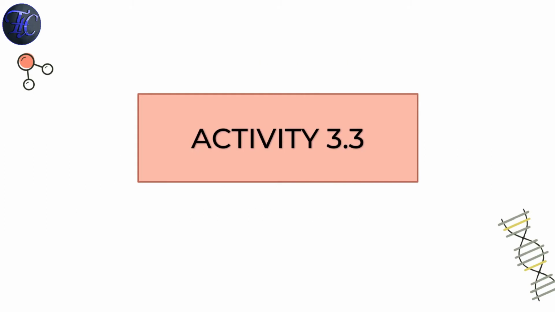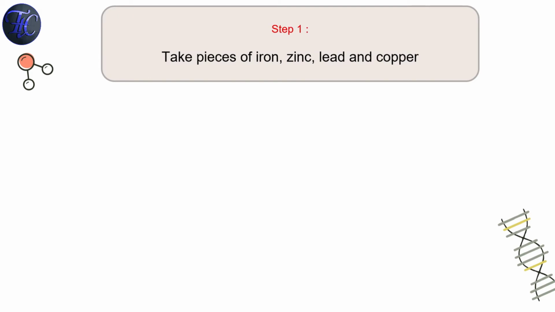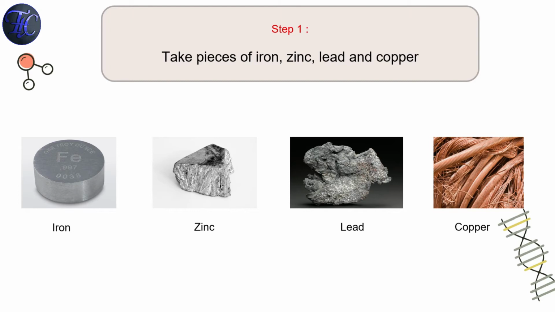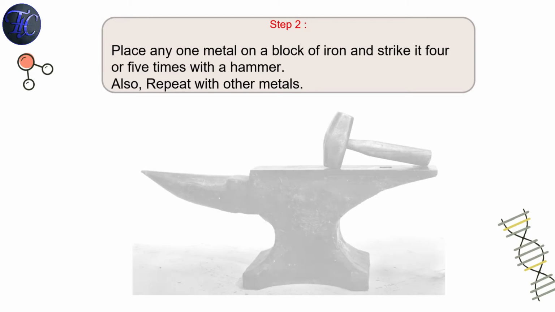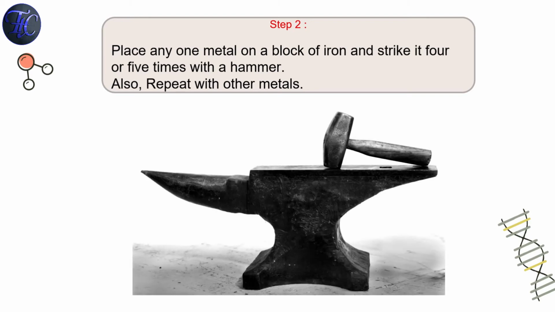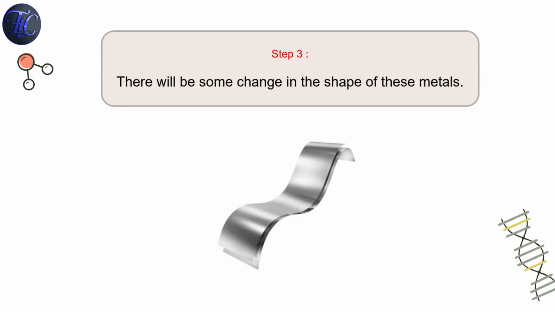Now the second activity is activity 3.3. In this activity, we will take pieces of iron, zinc, lead and copper. These are the pictures of the iron, zinc, lead and copper. Now the second step is to place any one metal on a block of iron and strike it 4 or 5 times with a hammer. Also repeat with the other metals. We have seen that blacksmiths used to do this in their shops. There will be some changes in the shape of the metal if we hammer heavily on it.